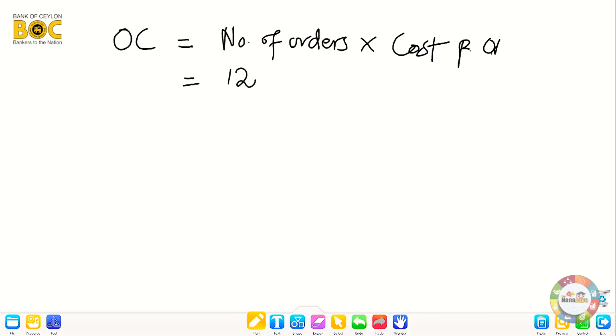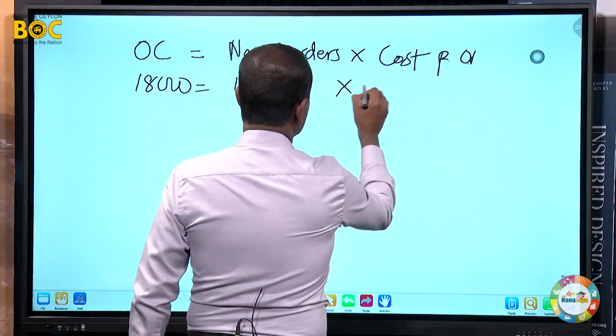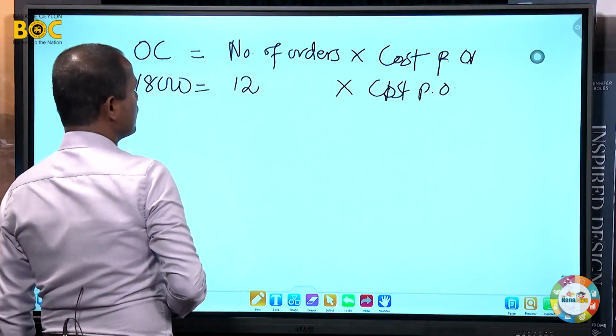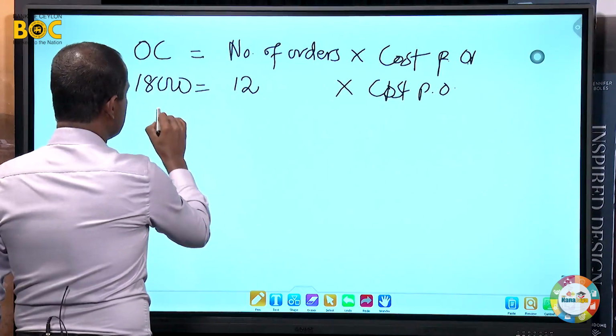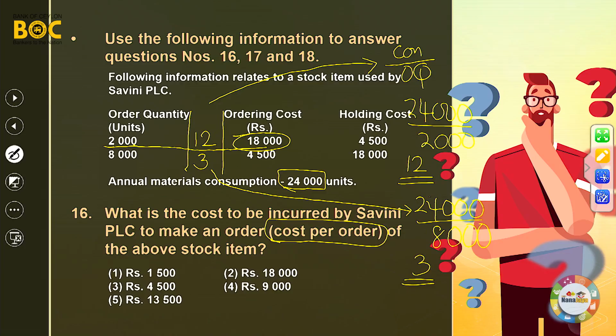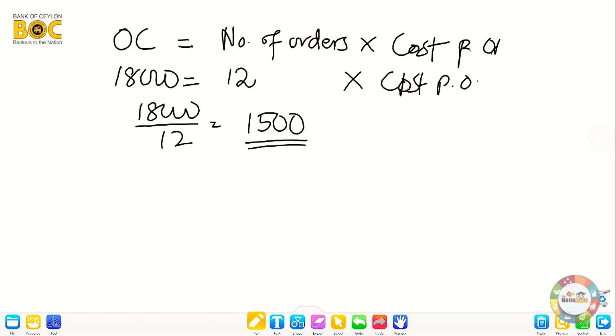18,000 into cost per order. So how much is cost per order? 18,000 divided by 12, 1,500 rupees. Right. And then we have learned the cost per order remains constant. In economic order quantity, we assume that cost per order remains constant.